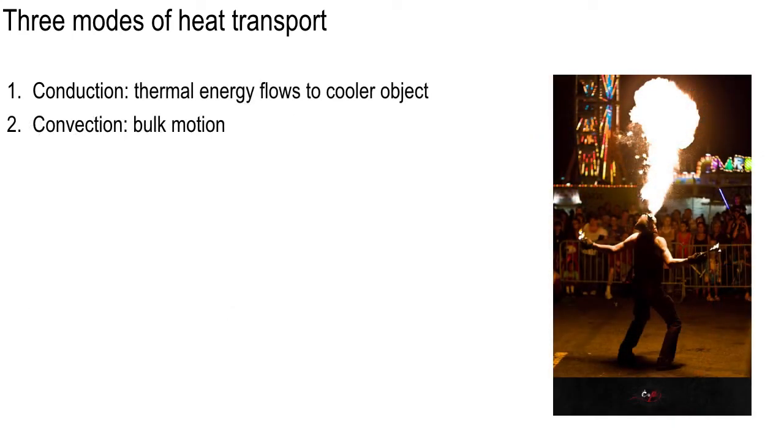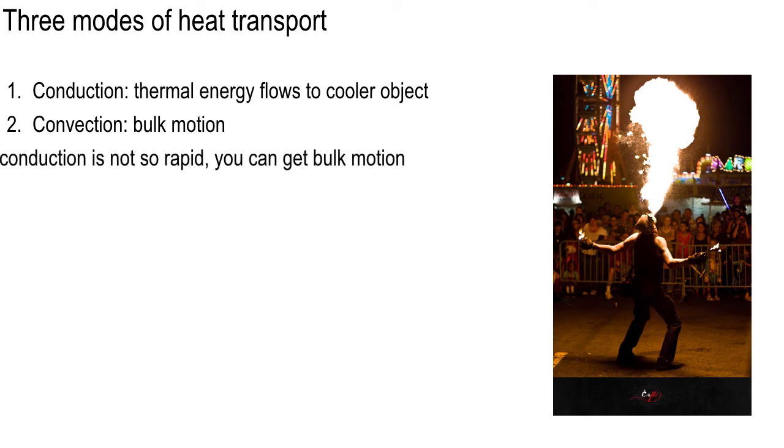Okay, convection. Let's talk about this. Bulk motion. Now, this fireball going up into the air, that's bulk motion. The fireball is rising. You can see it. He's arched his back. He's aimed his blurp kind of upward. And convection happens if conduction is not really efficient.